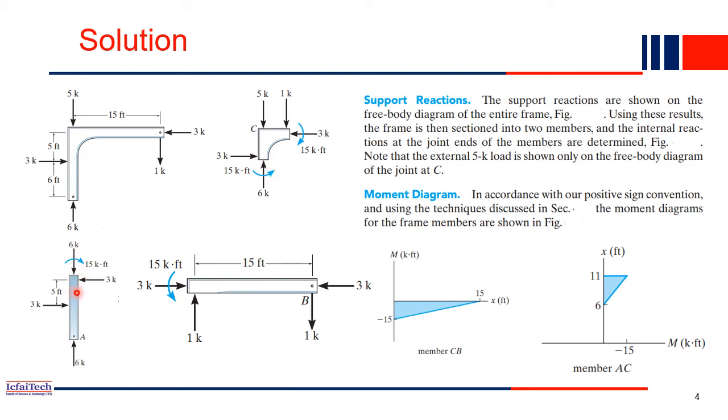Similarly, 6k is downward, so here 6k will be upward. So these three we have now got.